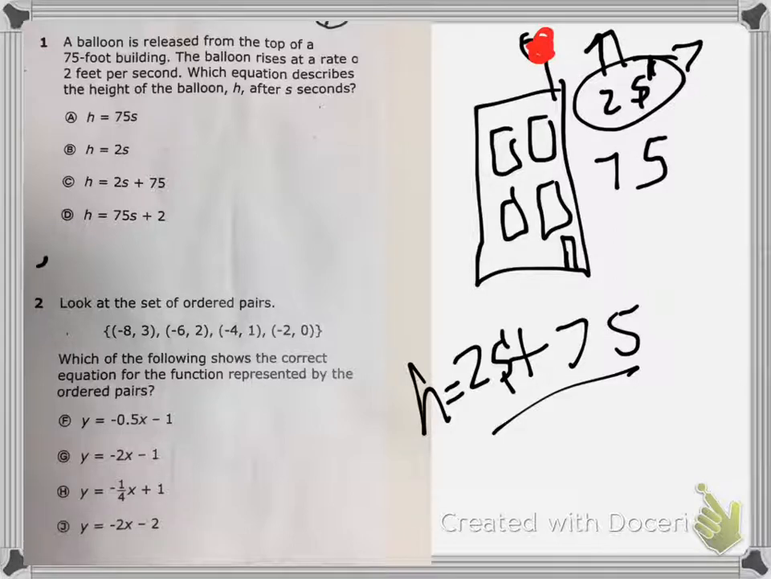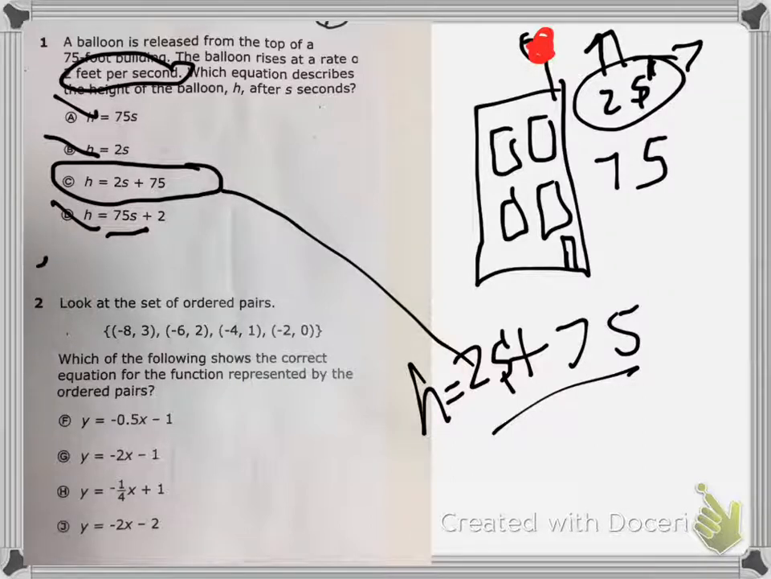So if I'm looking, A cannot be the answer because it doesn't have the right rate. It's going at 2 feet per second, and so it should be 2 times s. So that's why that one is wrong. B has 2 feet per second, but it doesn't include the 75 feet that it's already at above the top of the building. So that can't be right. Then when I look at letter D, it shows the wrong rate again because it's 75s and it should be 2s because it's 2 feet per second. So D cannot be right. So the right answer choice here is C.